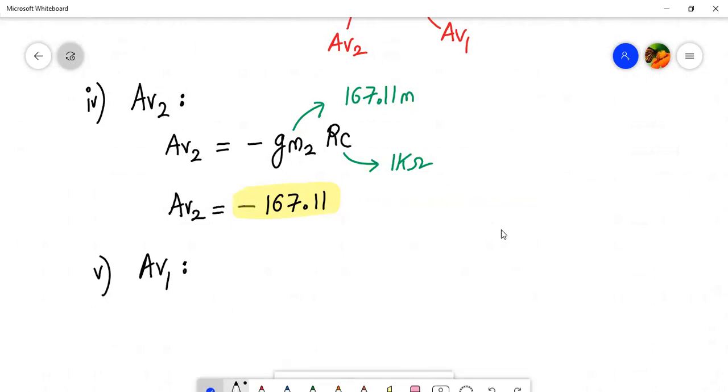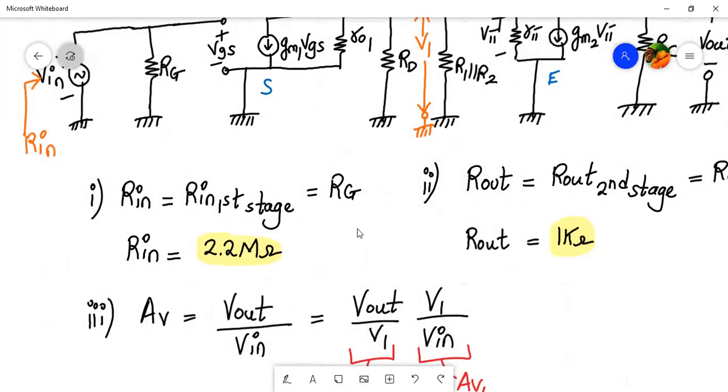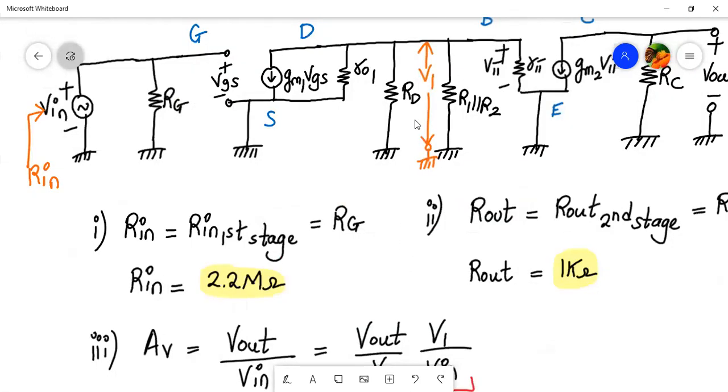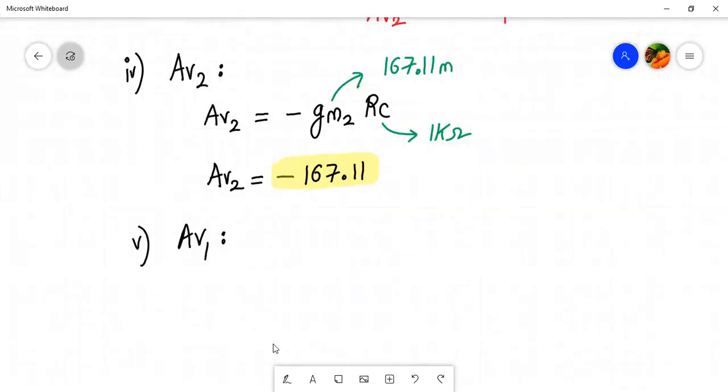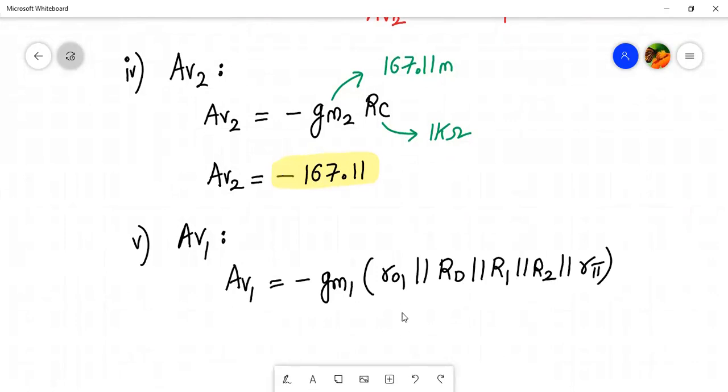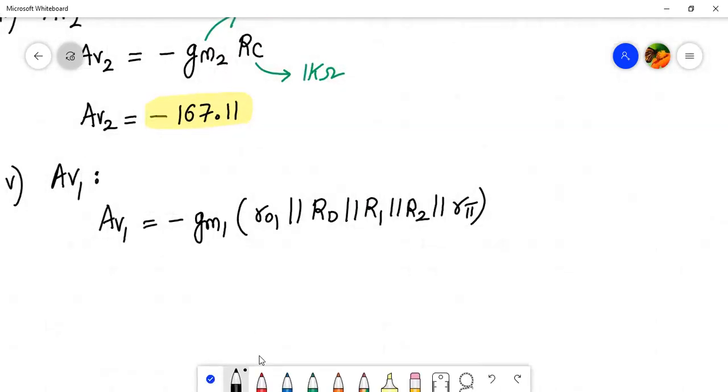So far we have written the formula for V1, right? The V1 expression. If we substitute V in over here, V1 upon V in will be minus gm1 into these 5 resistances in parallel. So we can directly write AV1 will be minus gm1 into RO1 parallel to RD, parallel to R1, parallel to R2, and parallel to R pi, right? So let us find out the values of all these quantities.